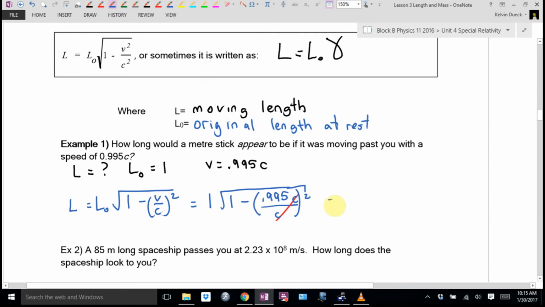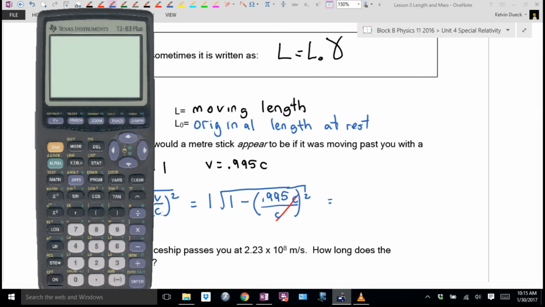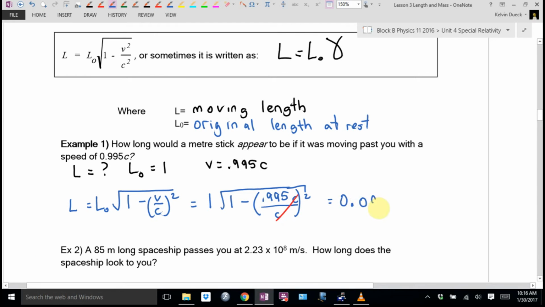So now I can go to my calculator. Inside the square root, I'm going to have 1 minus 0.995 squared equals, square root of that equals, 1 times that. And you would see the meter stick as 0.0998 meters, about 10 centimeters. You would see the meter stick about that long.